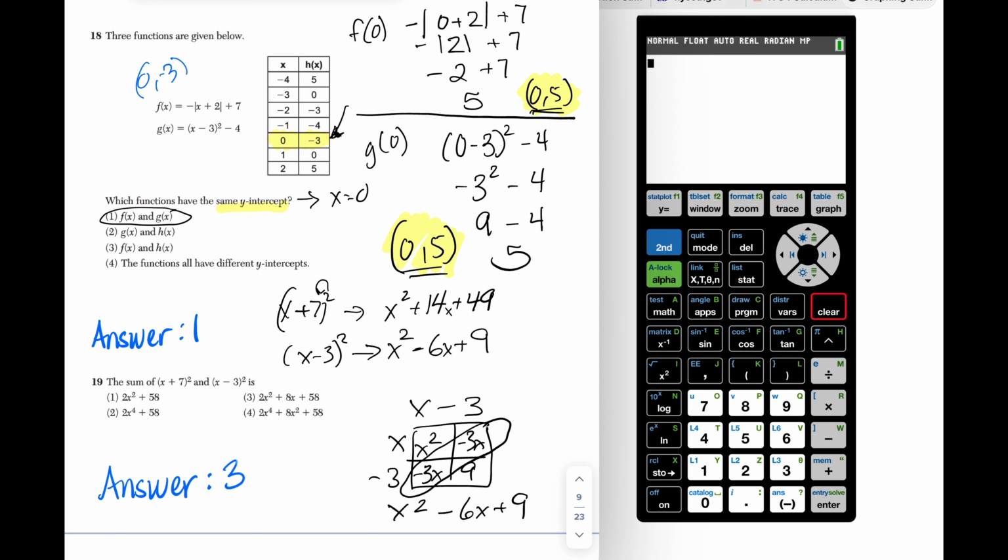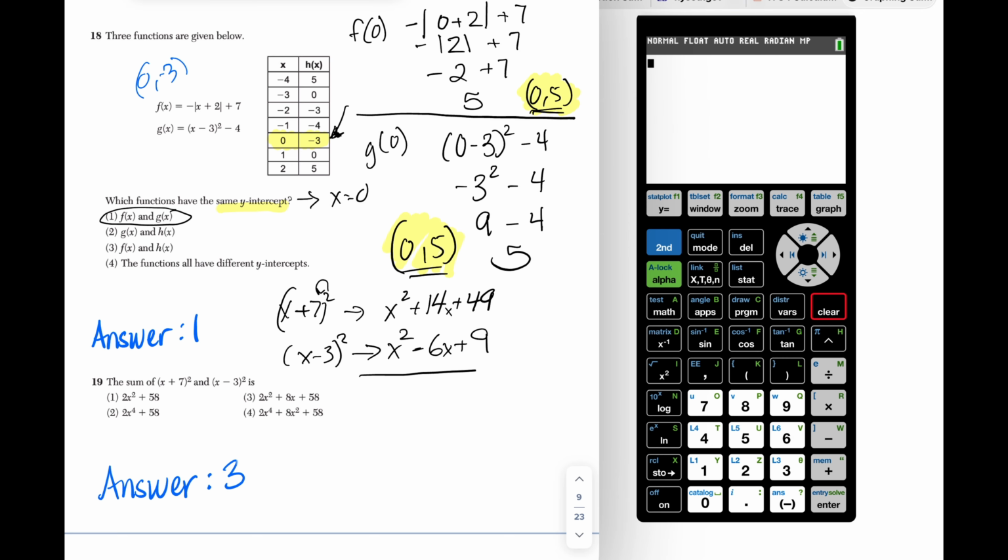So that convention does work, but if you're not always sure, you could always just use your area models and work them out. All right, so now they're just asking for the sum, so let's add these up. I'm going to add them up vertically. I'm going to start on the right. 49 plus 9, that's the easiest one. That's 58. Positive 14x minus 6x, that's going to leave me with 8x. And x squared plus x squared gives me 2x squared. And there is my answer, 3.